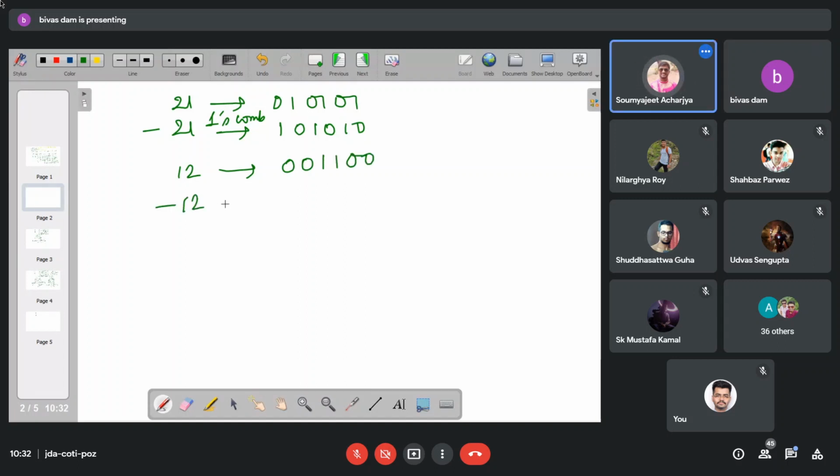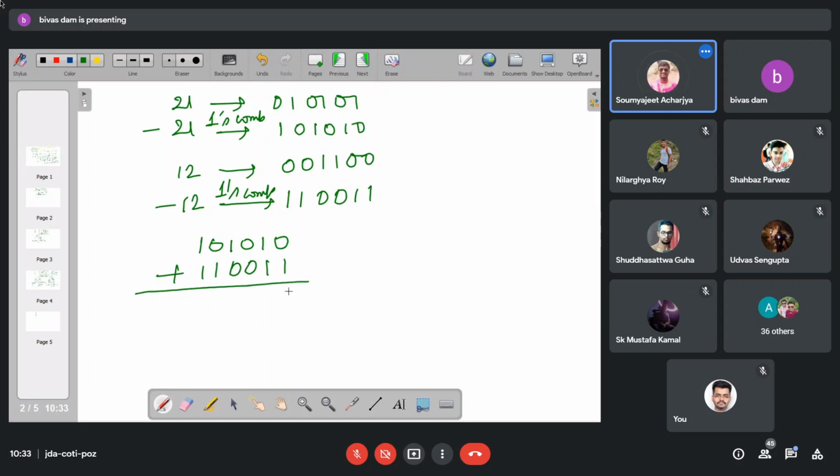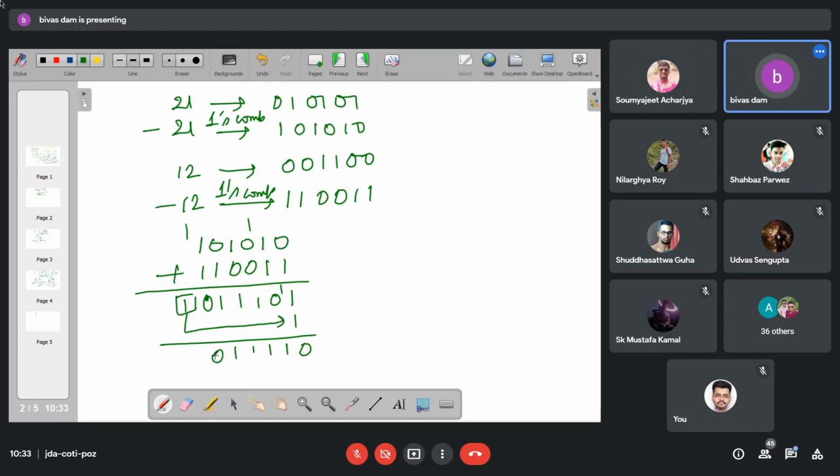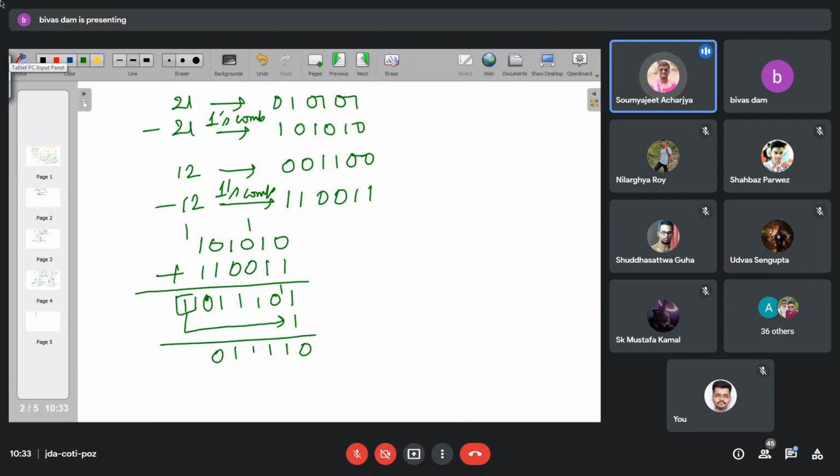0 0. Then -12 is 1's complement. 1 1 0 0 1 1. 1 1 0 1. 0 1 1 1. So what is the result?